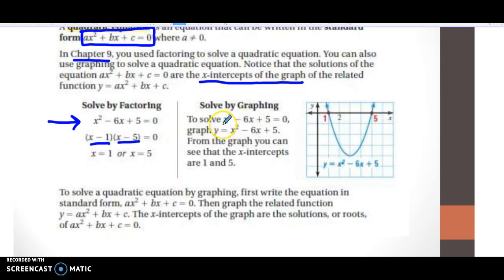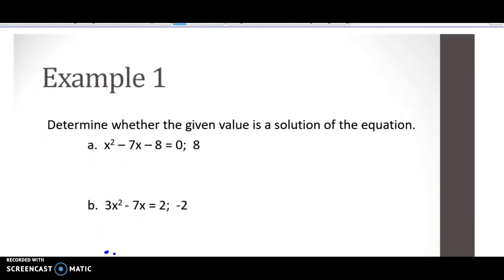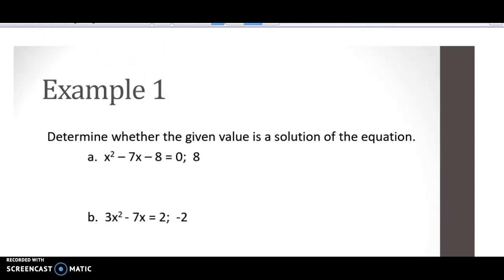But now we're going to take this quadratic equation and we're going to graph it. So we're going to find our y-intercept and we're going to find our vertex, and we can set up a table to go ahead and graph this. So let's check it out. On example 1, we are starting by just reviewing how to determine whether the given value is a solution of an equation.